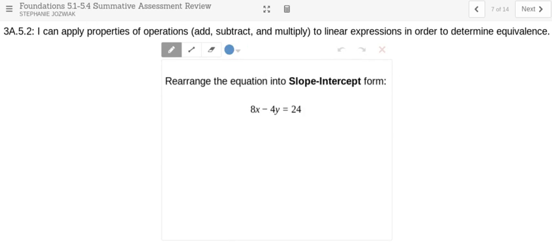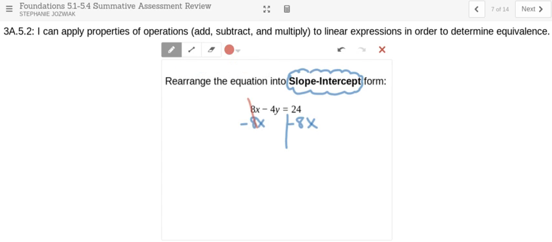Okay, one last one for this video. So this shows us something that's in standard form, and we need to get it into slope-intercept form. So again, we need to solve for y. So the first thing I'm going to do then is get the x to the other side of the equation. In order to do that, I'm going to subtract 8x from both sides.